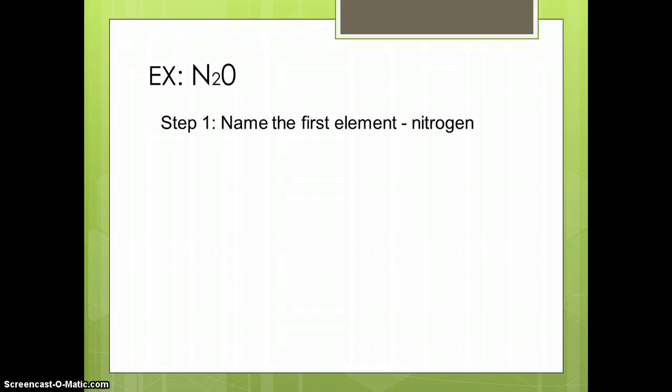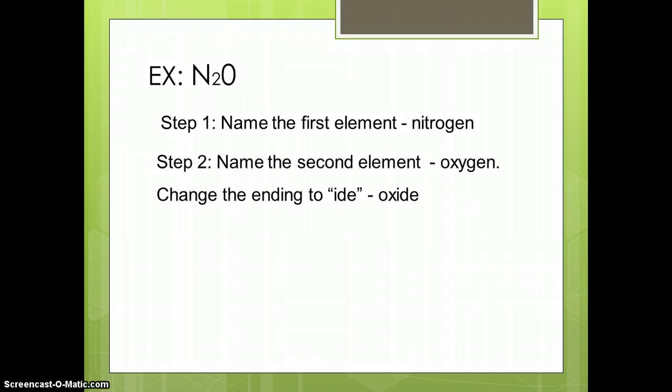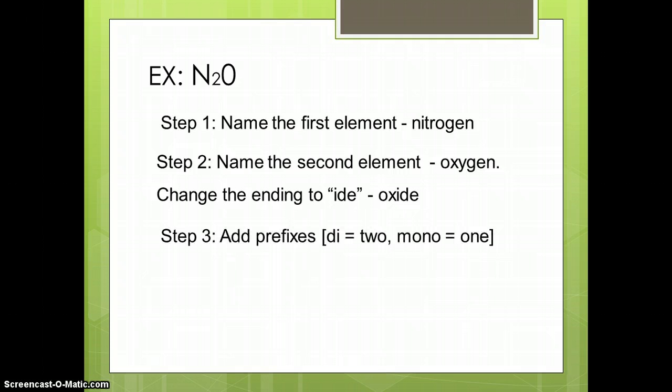Let's look at N2O. To name this compound, we take the first element and name it as it is on the periodic table, nitrogen. We then name the second element and replace the ending with IDE, so oxygen becomes oxide. With molecular compounds, we go a step further and we use Greek prefixes to indicate how many atoms of each element are present in the compound. In Greek, di equals 2 and mono equals 1. So therefore, the name of N2O is dinitrogen monoxide.